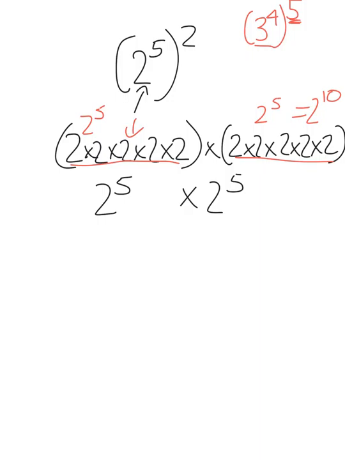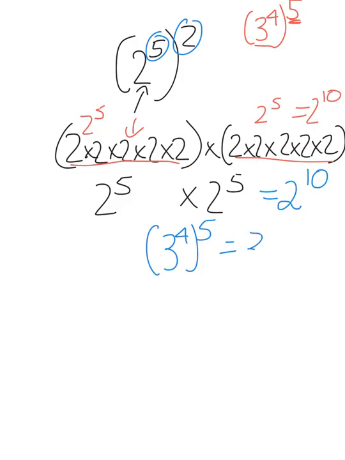So the quick way to do 2 to the power of 5 times 2 to the power of 5 is just leave the same base, just like I did in the previous 2 examples. But now what I'm doing is I'm multiplying these 2 numbers. 2 to the power of 10, okay? As another example, 3 to the power of 4 to the power of 5 is 3 to the power of 4 times 5, which is 3 to the power of 20, a really, really big number.